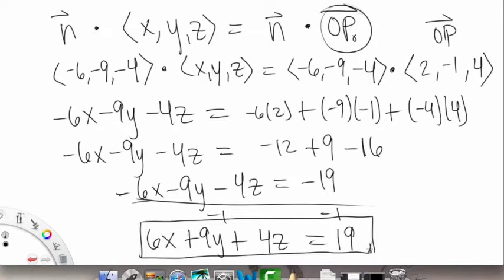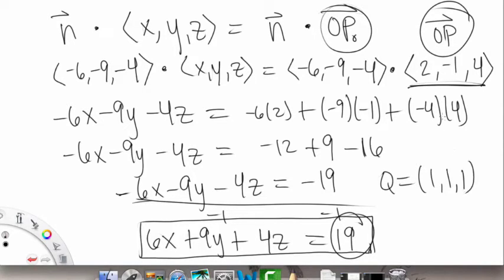Okay? And this is not a unique solution. Okay? So we could have ended up with a different number here if we had used a different point on the plane to plug in to get our d. You know, the a times x naught plus b times y naught plus c times z naught. Let's say we had used instead Q, the point Q, which equals 1, 1, 1. Then we would have gotten what? -6, -9, -4. So that actually would have been the same thing. Interesting.